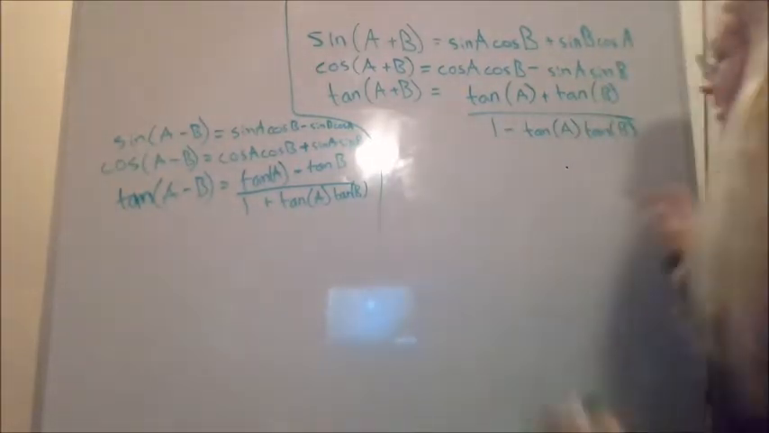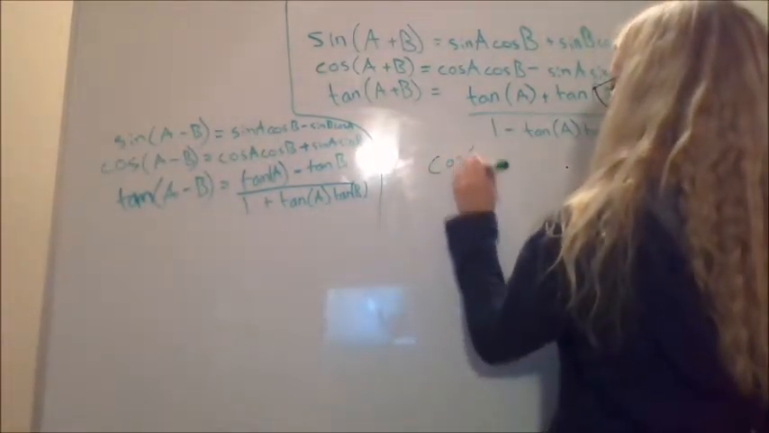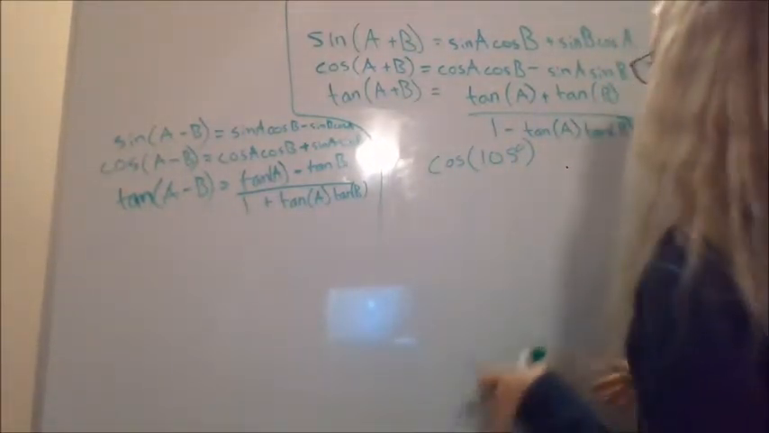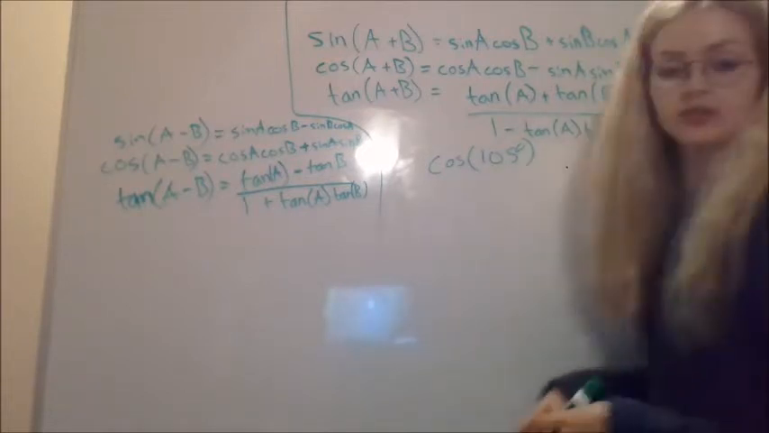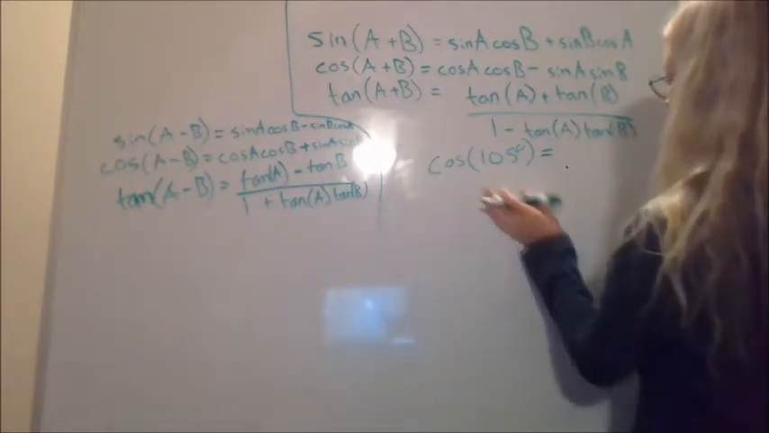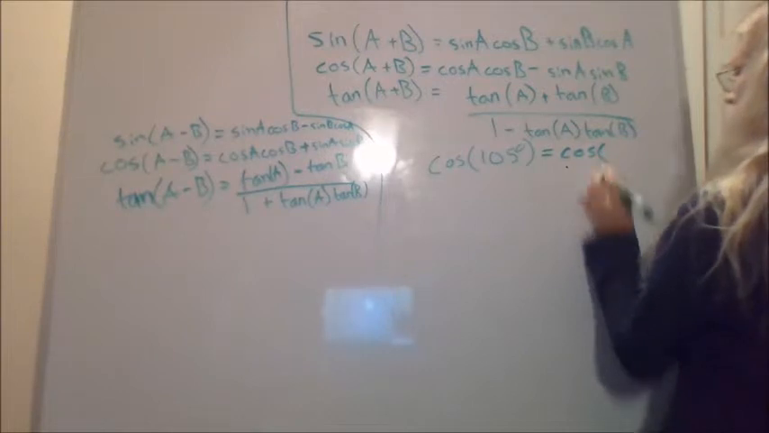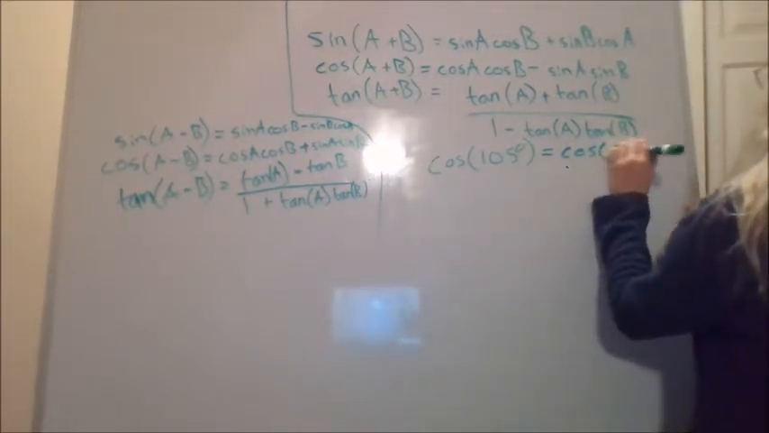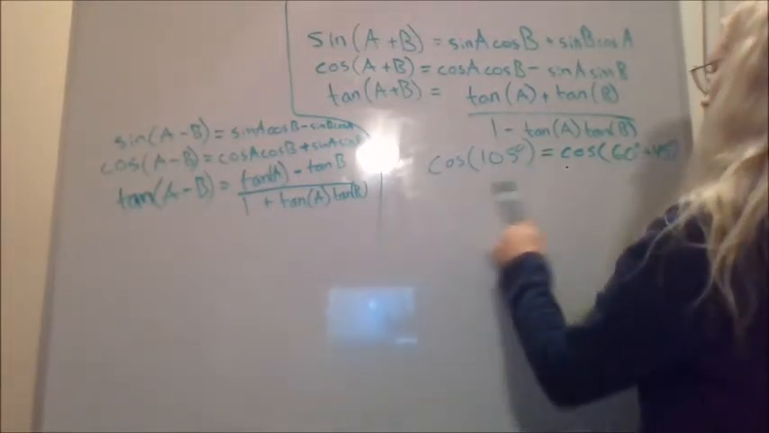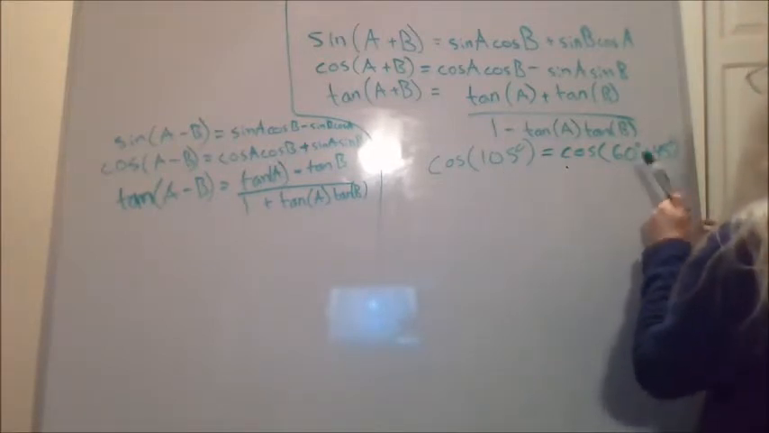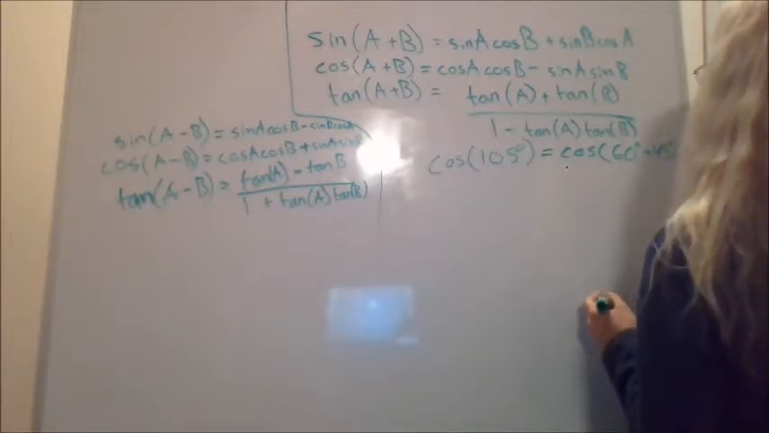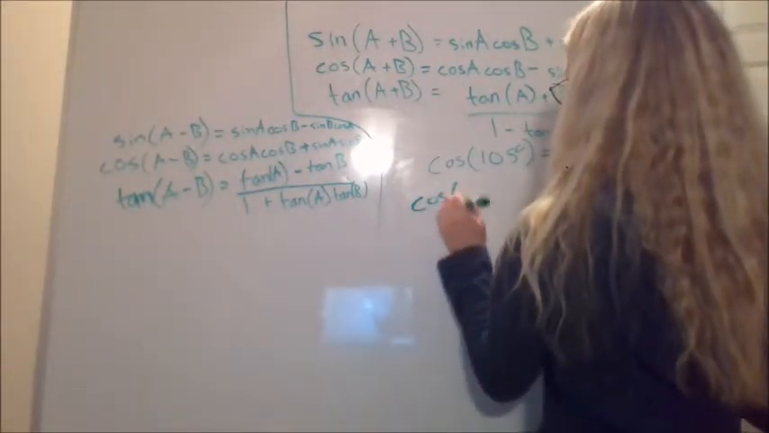Let's try one more. So let's say that we have the cosine of 105 degrees. I don't know the cosine of 105 degrees, and it would be very difficult to know this, let alone estimate it, if we didn't have a calculator. So we're going to make it easier on ourselves by considering this as cosine of 60 degrees plus 45 degrees. So the secret is basically to take whatever number you have here and break it up into numbers that you know more about.